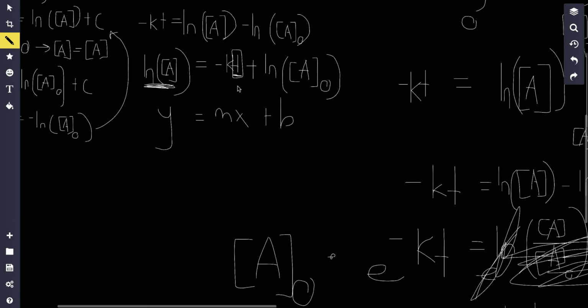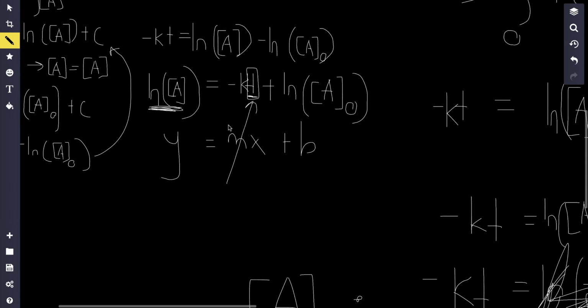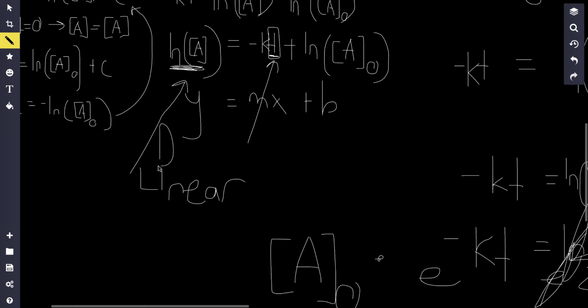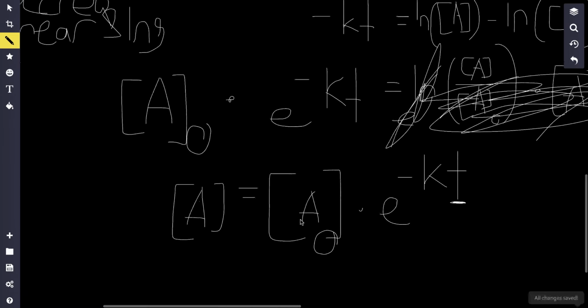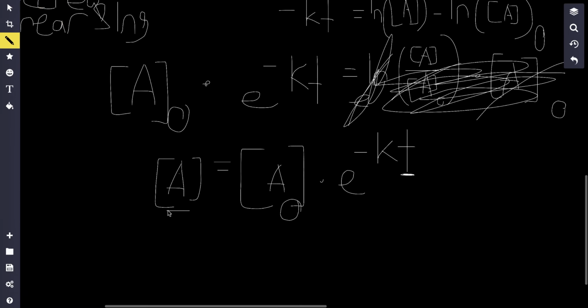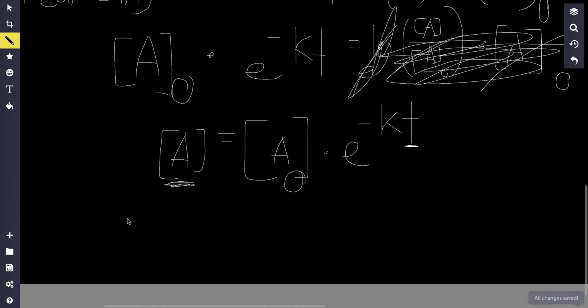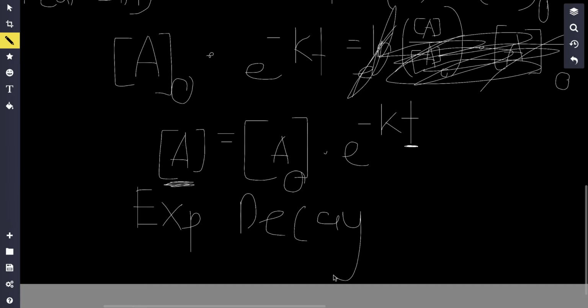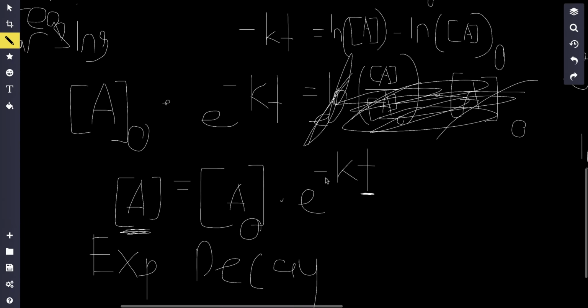So I'll just say that again. We're monitoring time against ln of A for a first order reaction. That's going to be linear. Actually, I should say decreasing linear, because remember we have this negative slope up front. But if we were to monitor time against just the concentration of A without the ln, this is going to be an exponential decay. It's a decay because of this negative sign up front.